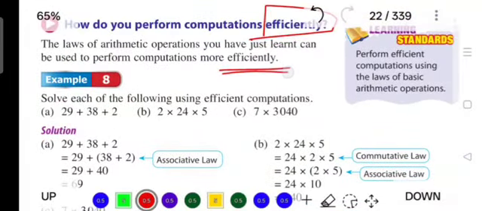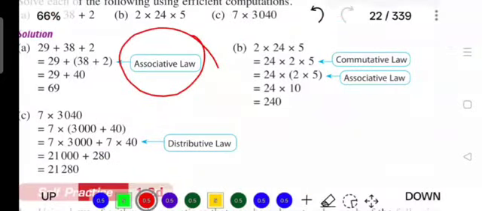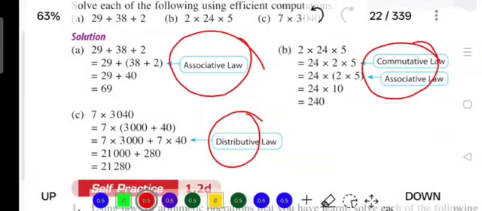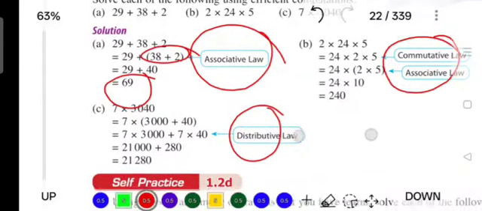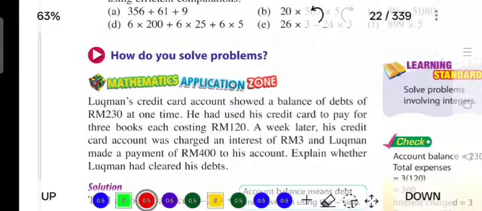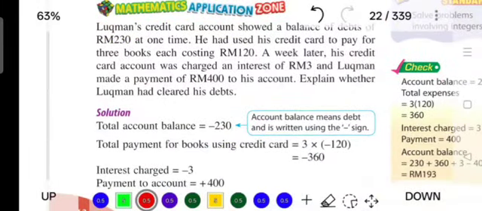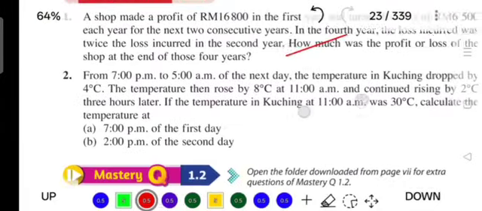Whenever you see the word efficiently, you must have any law shown in your steps. Understand? If there's no law, that means you're not doing it correctly. Even though you have the right answer at the end, if you don't show the law, you'll lose some marks there. And finally is the solving problem. You can see how we did it in teacher's previous videos.